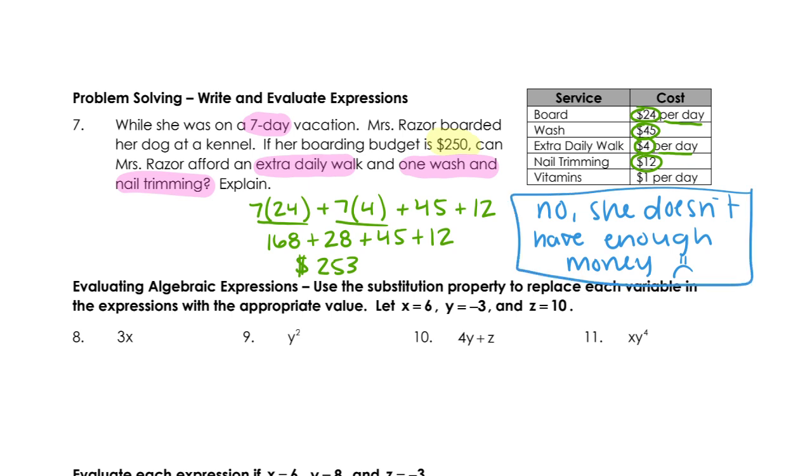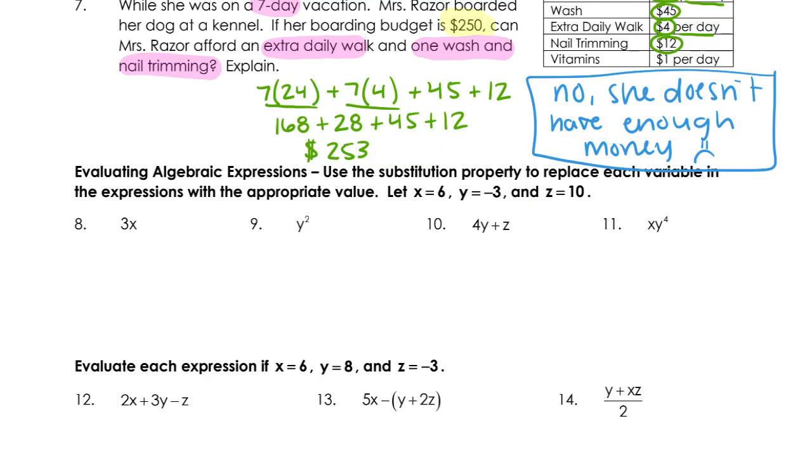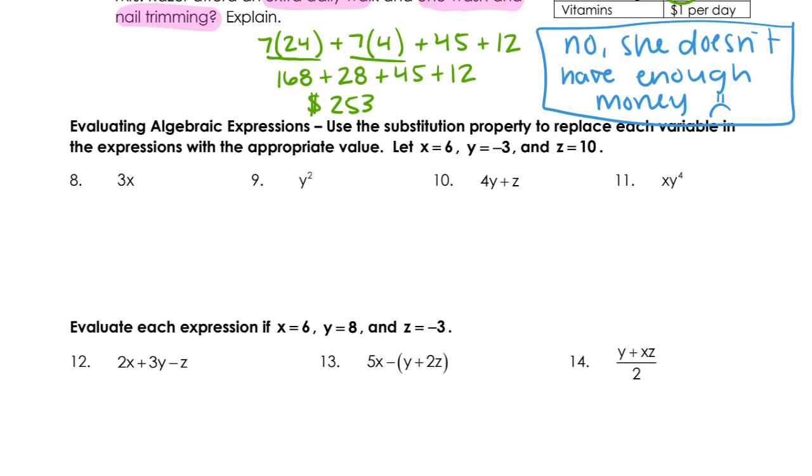Okay, that is it for number 7. So now we're going to start looking at number 8 through 11. This is evaluating algebraic expressions, so we're going to have to use the substitution property. This just means we substitute a value in for a variable.